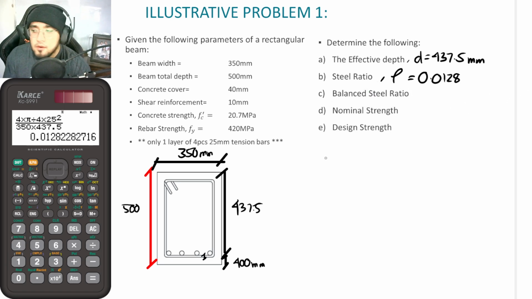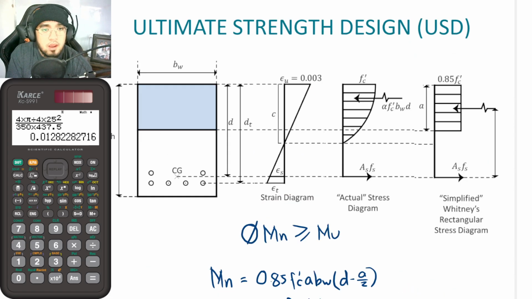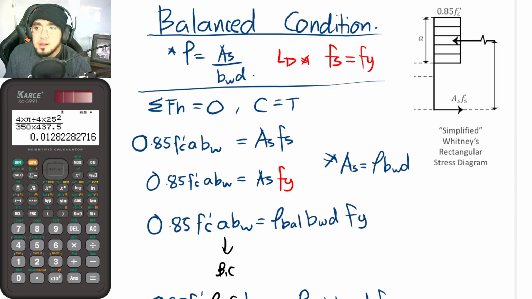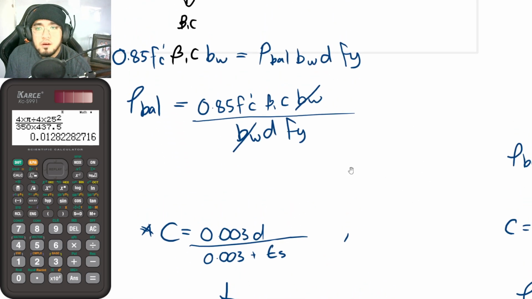Next up, what is the balanced steel ratio? If you can remember from our past video lecture, that is rho balanced. If you can remember our derivation before, but if you cannot remember, it is located here in this slide. So you can either make use of, where was that?